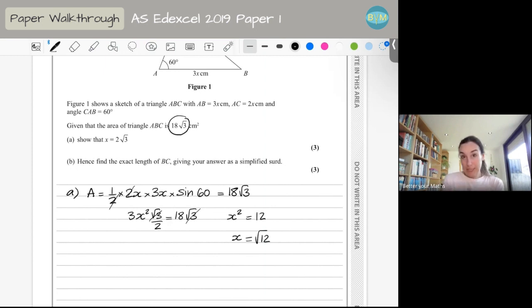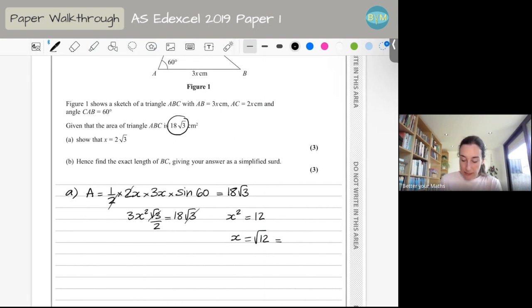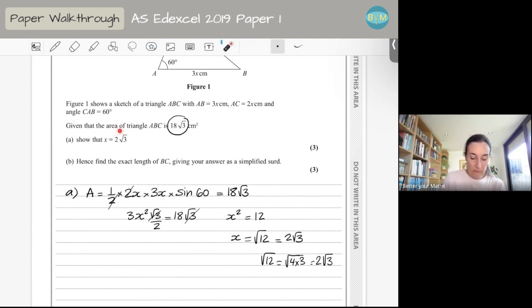Cannot be negative because it's a distance. So remember that when you are doing the square root of something, you can have a positive value or a negative value. Not always you are going to be able to leave both. So if the value cannot be negative because it's a distance or it's time when you're working in mechanics, just pick the positive one. And this is, remember, root of 12 is root of 4 times 3. I can get the 4 outside, so I have 2 root 3, which is what it needs to be.